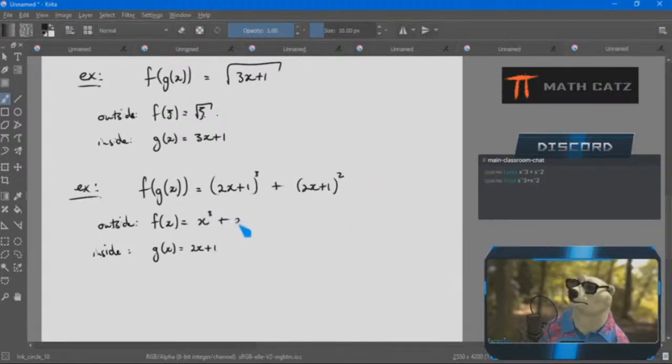x cubed plus x squared. Now, it wouldn't be this easy or even possible if the brackets weren't exactly the same, right? That allows me to do this. If I had an x plus 1, well, then I'm completely screwed.